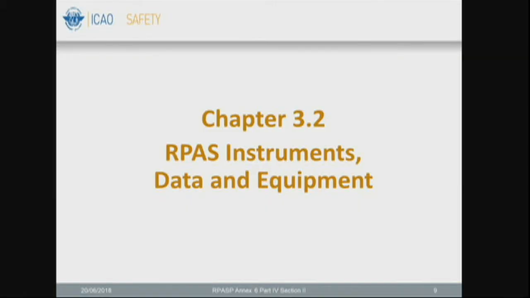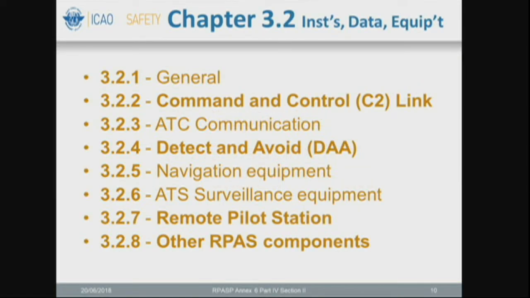Secondly, with instruments, data, and equipment, again, there's the list of actual chapters involved. Again, some of them are phased out. The general one, again, is fairly obvious in terms of the stuff. No surprises there. ATC communication, in terms of communicating with ATC, is all very similar. I don't want to get into more discussion about whether it goes through the C2 link or other means, but we see from there. But the pilot obviously has to communicate with ATC, and the principles for communicating with ATC are the same whether you're a manned aircraft or an unmanned aircraft.